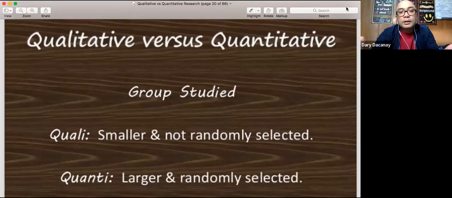So, in a group study, qualitative, smaller and non-randomly selected. Okay? So qualitative yan. Meaning, your participants are quite few. According to Creswell, I made mention, there are relatively around 6 to 10 participants. But then again, that will depend on the approval of your advisor and the panel later on. Quantitative, larger, randomly selected. So normally, in qualitative, purposive ang sampling technique na gagamitin ninyo. Okay? We'll talk about those techniques later on when we go into chapter 5 of the methods.